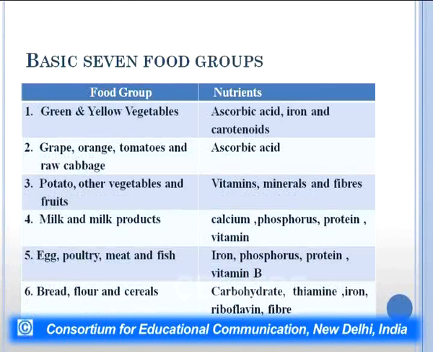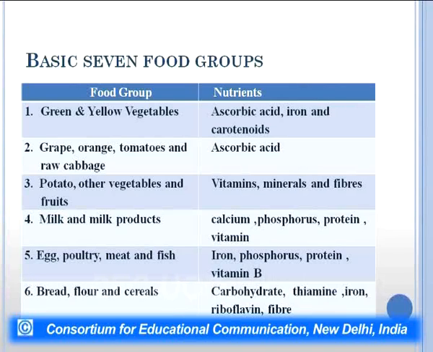The basic 7 food groups include green and yellow vegetables. Again the 5 are divided further minutely. Green and yellow vegetables include ascorbic acid, that is vitamin C, iron and carotenoids. The second is grape, orange, tomatoes and raw cabbage, mainly ascorbic acid. Potato, other vegetables and fruits: vitamins, minerals and fibers, as well as some amount of carbohydrate. Milk and milk products provide calcium, phosphorus, protein, vitamins as well as fat. Egg, poultry, meat and fish, mainly protein along with iron, phosphorus and vitamin B.